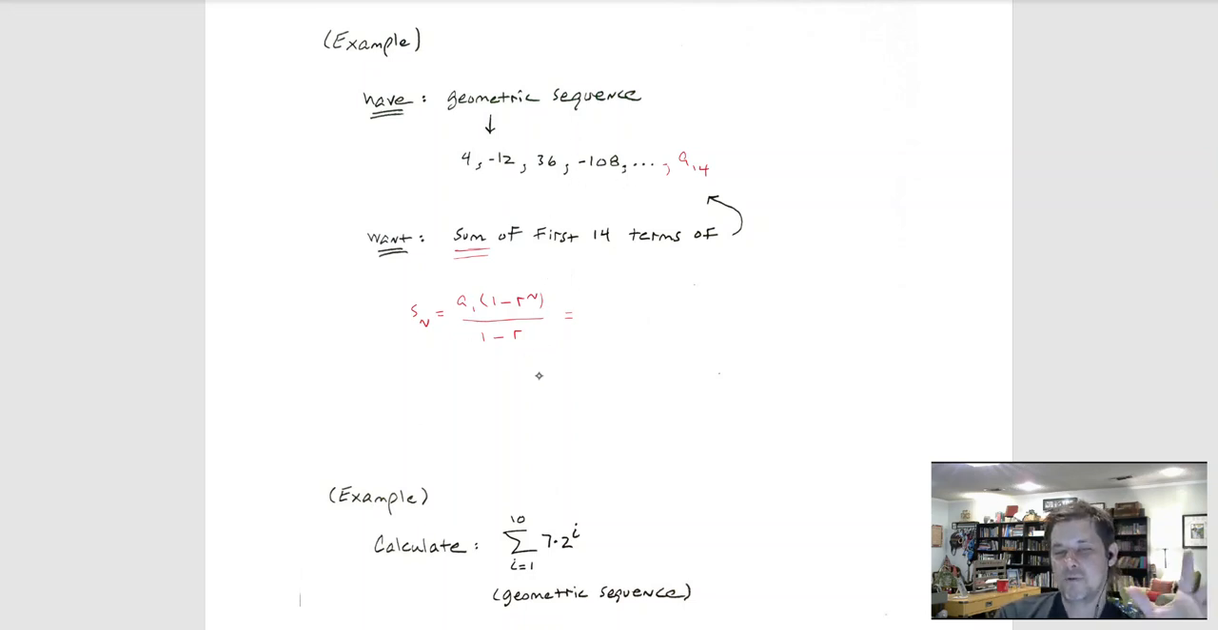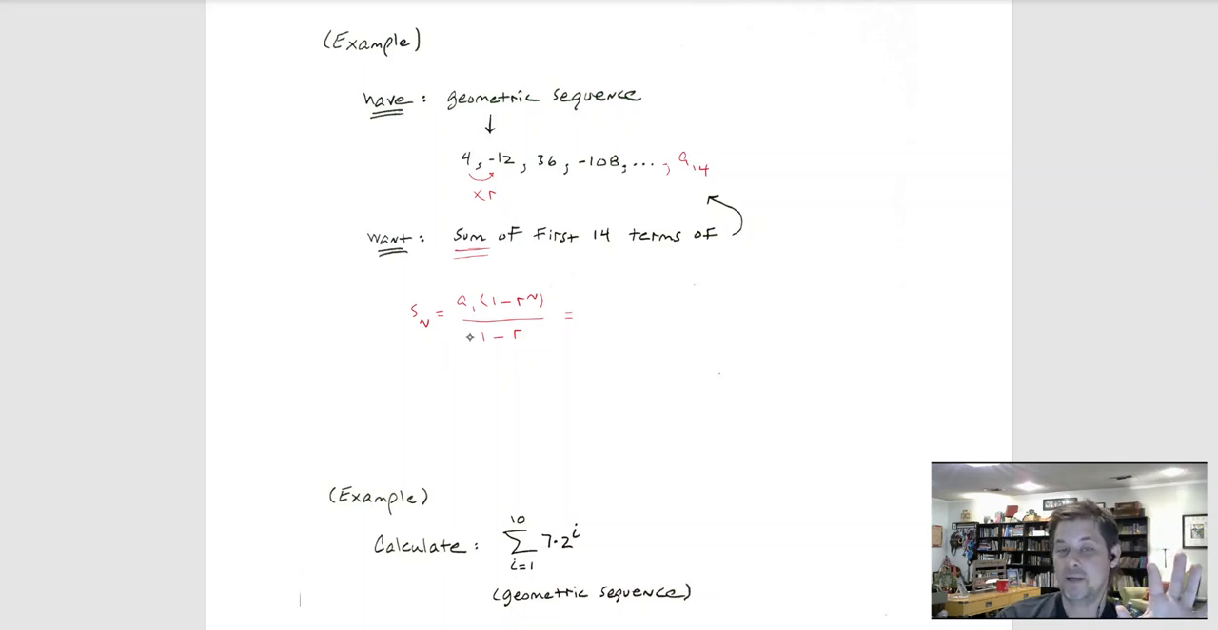Well, look, in this formula, what do I need? The first term, and I need r, and I don't know what r is. But you could take any of these numbers and see that you multiply by r to get the next one. You could use that fact to solve for r. It looks like r is going to be negative 3. 4 times negative 3 is negative 12. Maybe you could figure that out just by looking at it also. But for me, I want to solve for it on paper. I feel better if I do it like that.